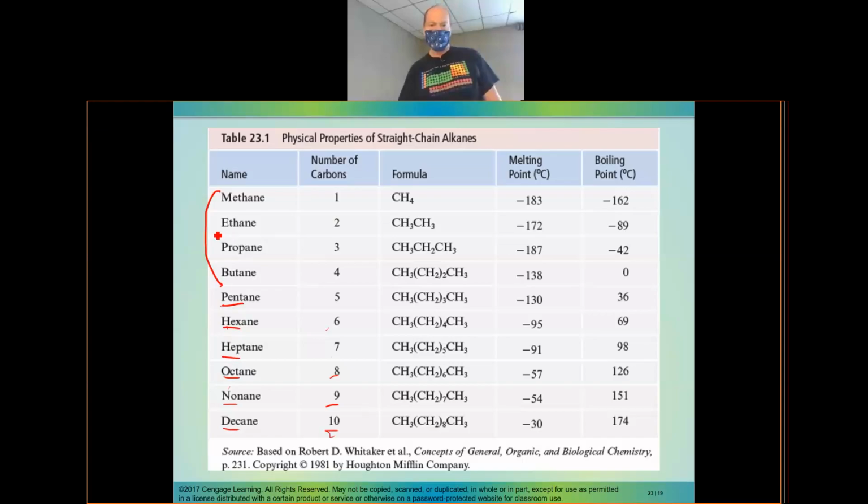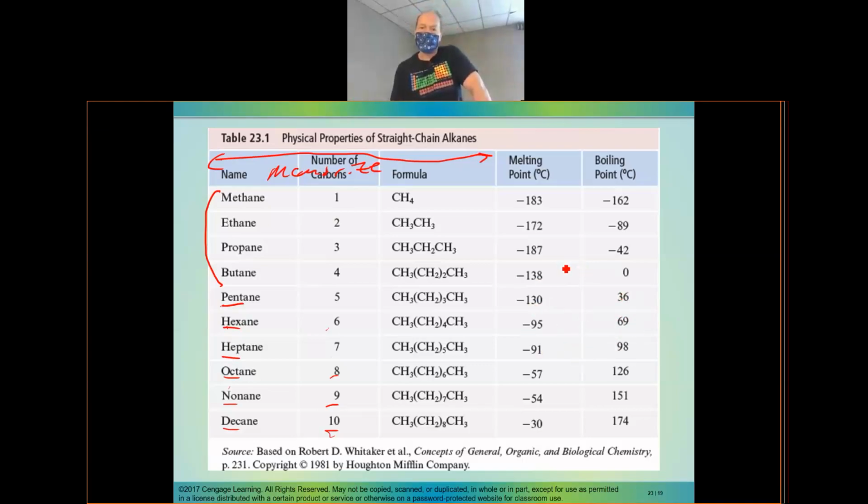All right, and so you will need to have this memorized, at least from here to here. You don't need to memorize the melting and boiling point, but you need to know that if you have 6 carbons in a row, that is a hexane. 3 carbons in a row, you've got a propane. All right, so when we look at methane, it is a gas.